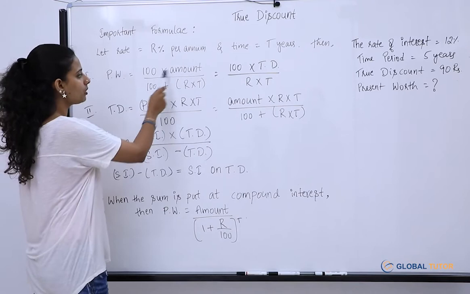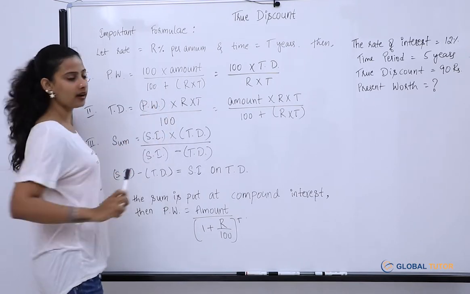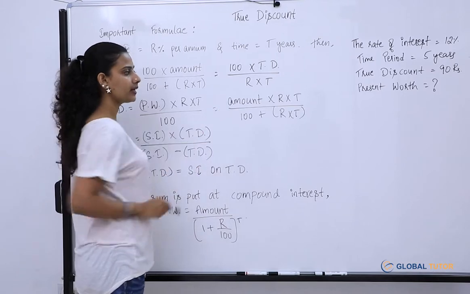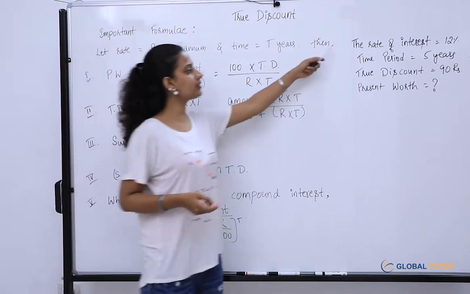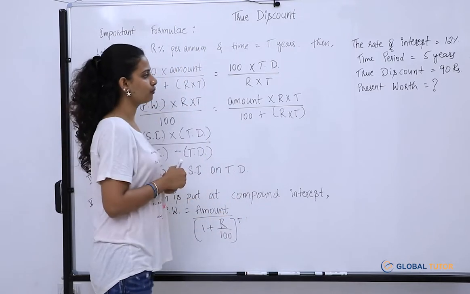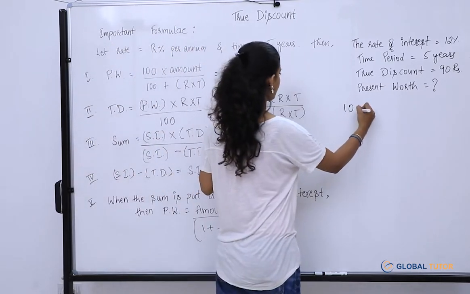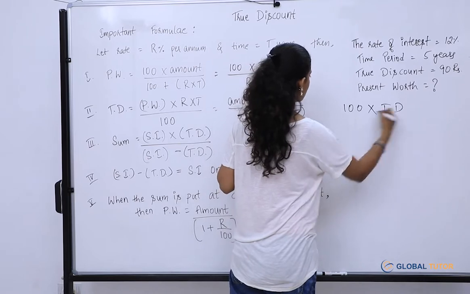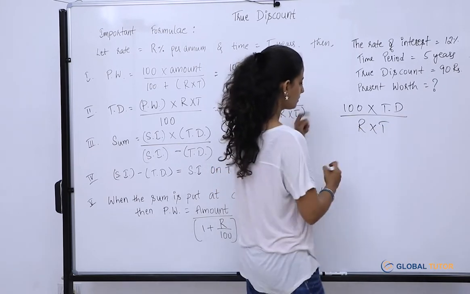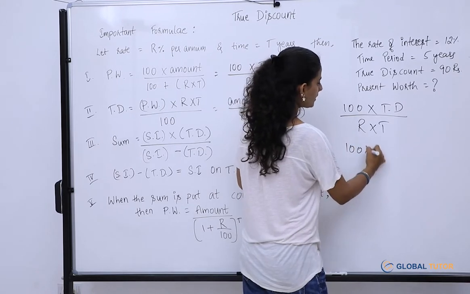One is 100 into amount divided by 100 plus r into t. The other one is 100 into true discount divided by r into t. Here in the data we have true discount, so let us use this formula, that is 100 into true discount divided by r into t. So let's write 100. Replace the data.